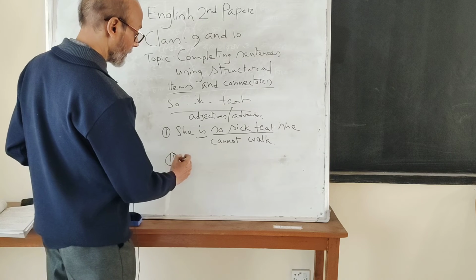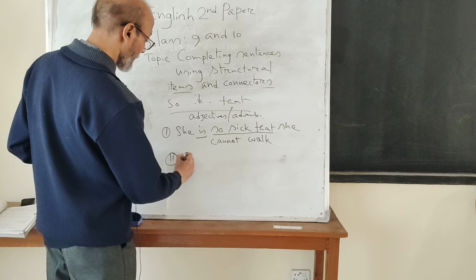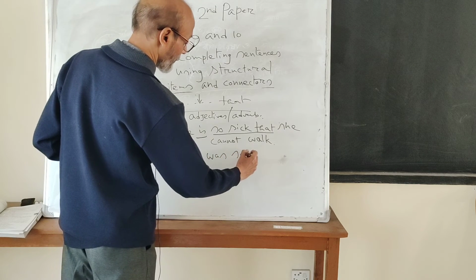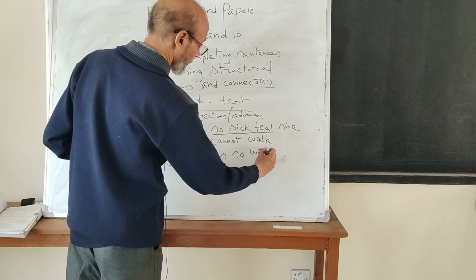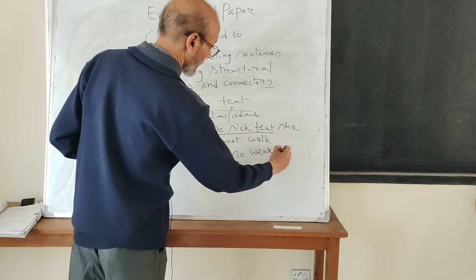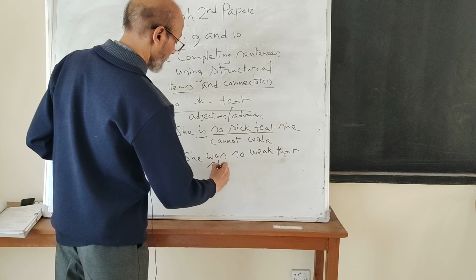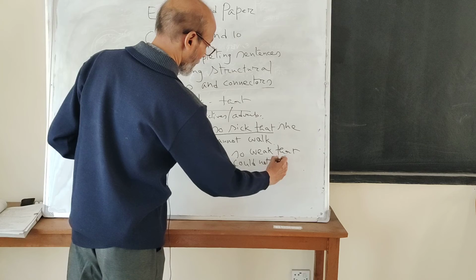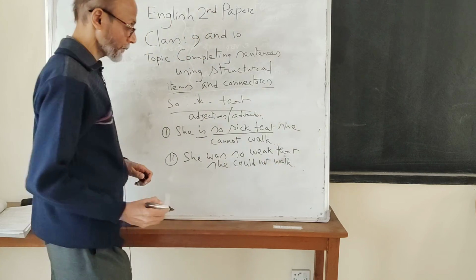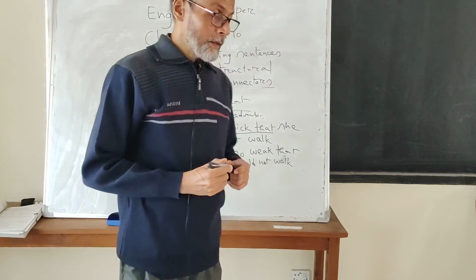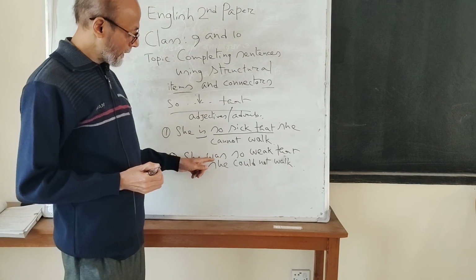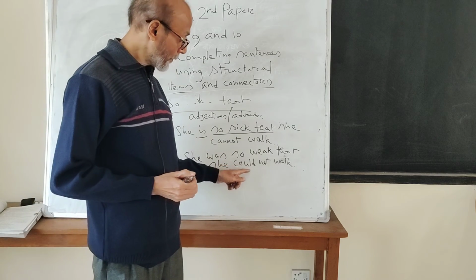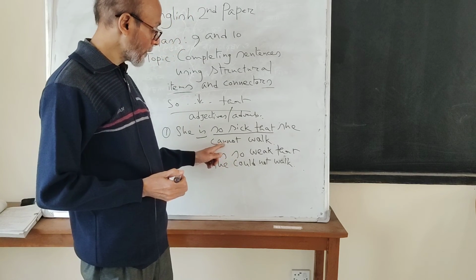If you get the lines here this way, she was so weak that she could not walk. So, I have completed this structure. Remember that this is in the place of is, I have used was. So, you have to also use in the place of cannot, could not.